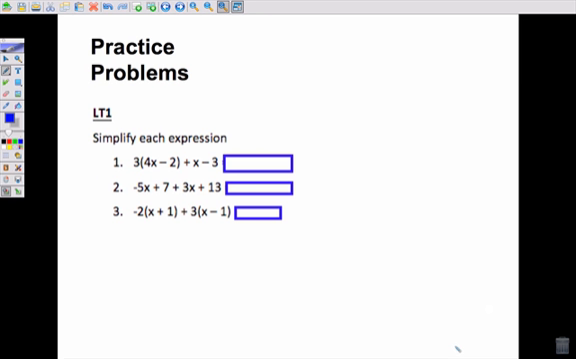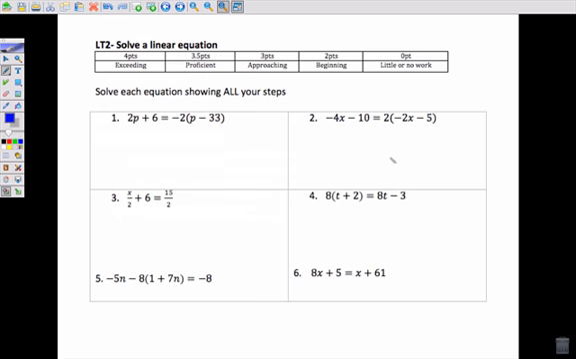If you're moving on for learning target 2, here's learning target 2 from the test. Solving these equations, this first one went fairly well for most people. It's a basic distributive property problem. So you get 2p plus 6 equals negative 2p plus 66.